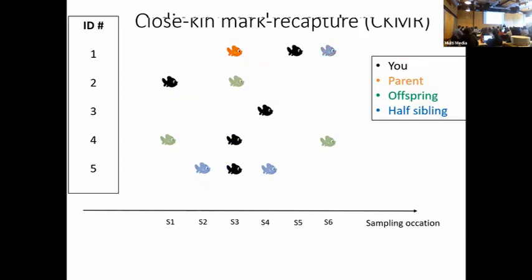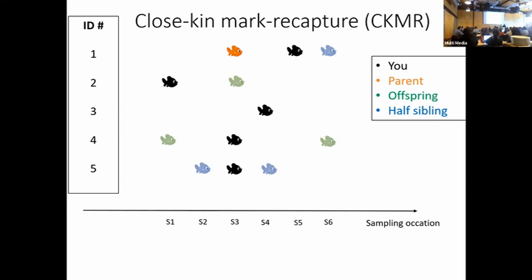So in close-kin, it looks different. Here we also have capture histories. This is the first capture history, and each individual in the sample generates a capture history. The individual generating the capture history will always be the black individual, and that's what I refer to as you. Let's say the sampling is lethal, like in fisheries; then you cannot recapture the same individual. So instead, the recapture is represented by a half-sibling captured later, and a parent captured before.